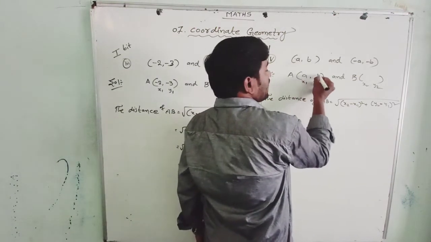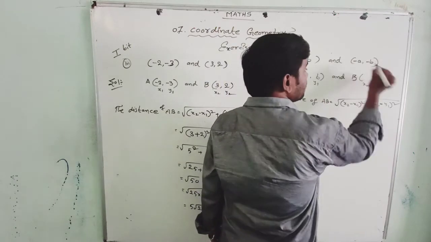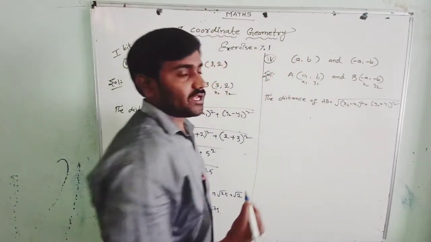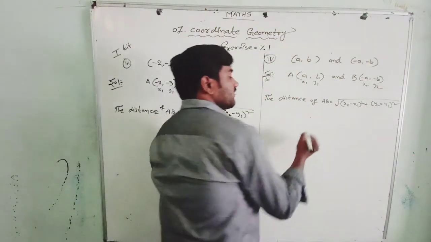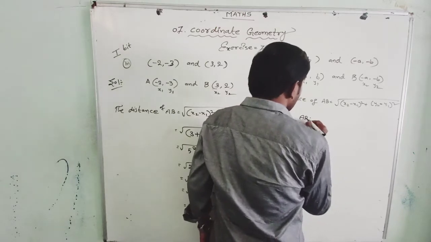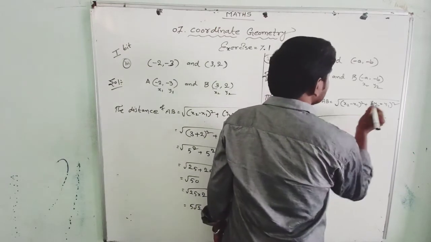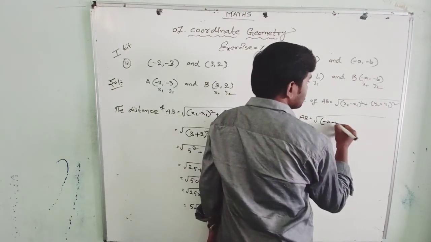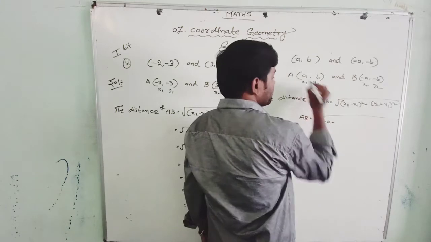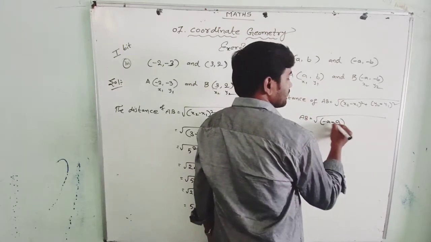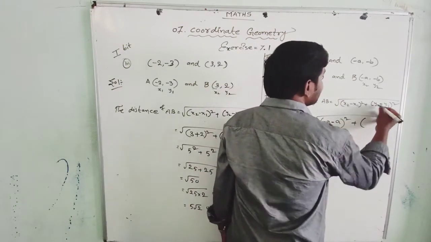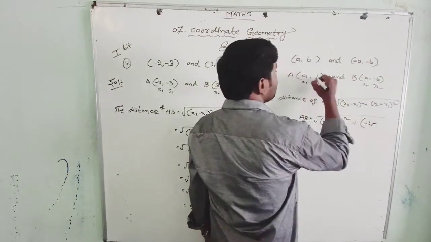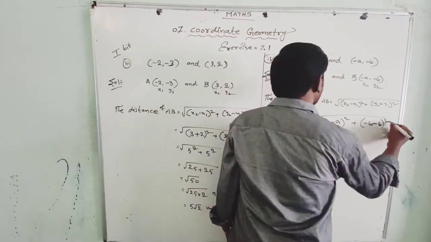Now let us solve this problem. Here point A is A comma B, where x1 comma y1 values. Point B is minus a comma minus b, where x2 and y2 values. Let us substitute those values in the given formula now, where AB equals under root of x2, that is minus a, minus x1, that is plus a, whole square, plus y2, that is minus b, minus y1, that is plus b, whole square.